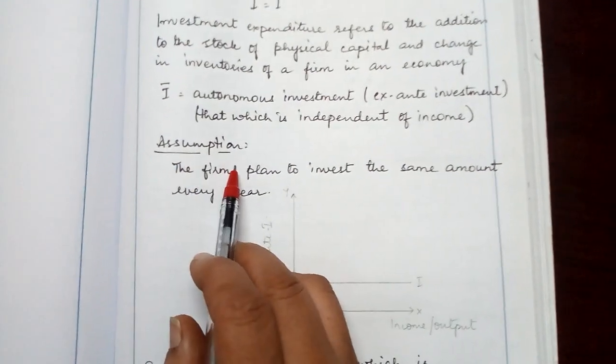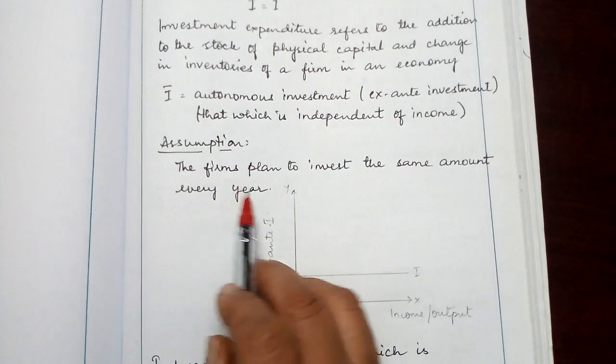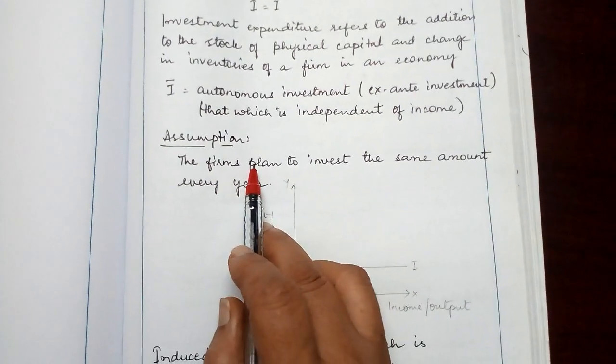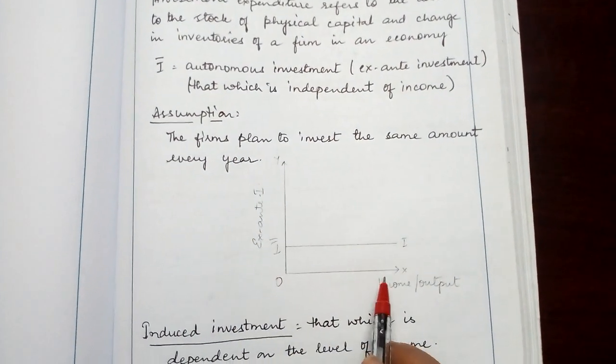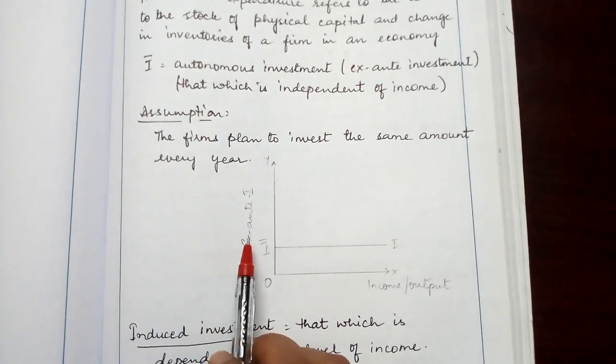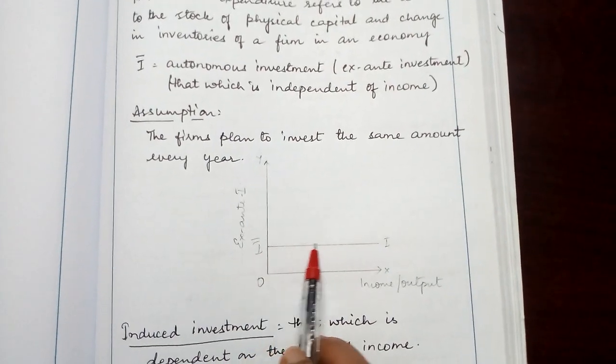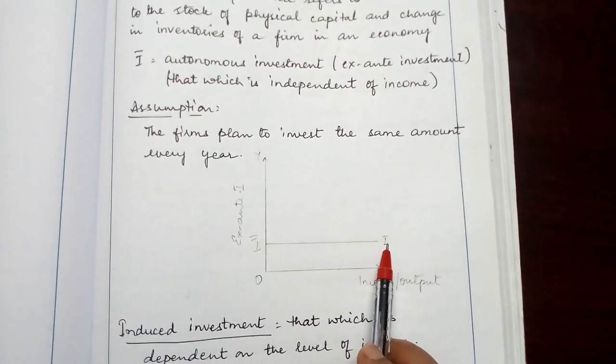What is the assumption here? That the firms plan to invest the same amount every year. So based on this assumption, graphically if we see, x-axis has income and output and y-axis has ex-ante investment. So the autonomous investment is parallel to x-axis.